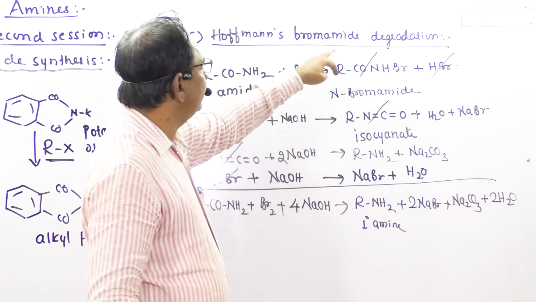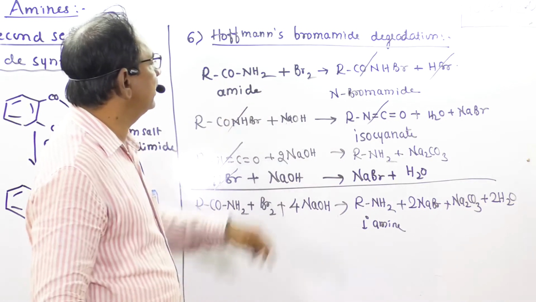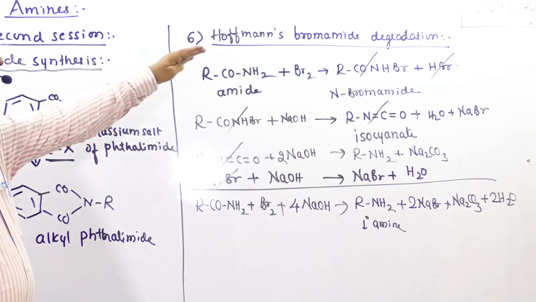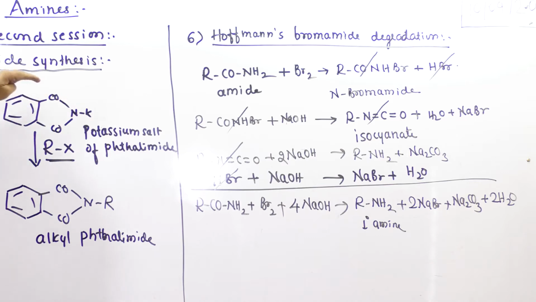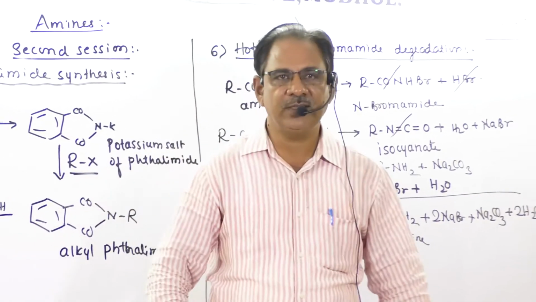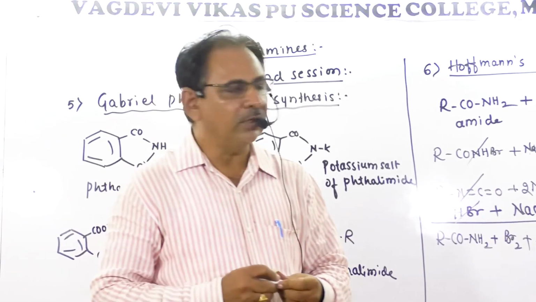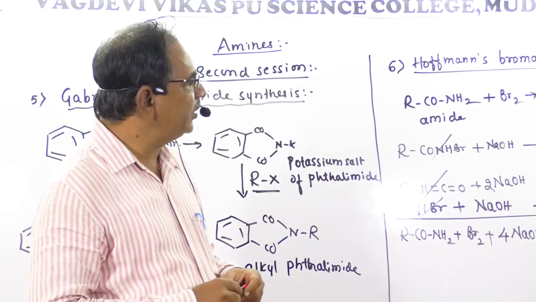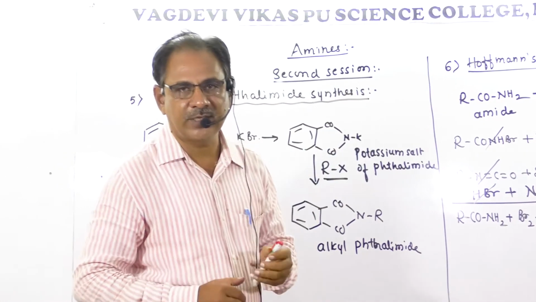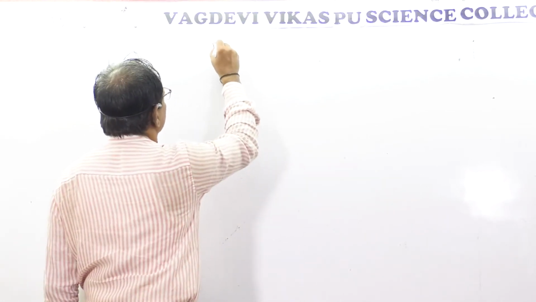Bromamide is a reagent prepared from amides. Hence it is called Hofmann's bromamide degradation or Hofmann's bromamide synthesis. So these are the last two methods for the preparation of amines. There are only six methods that I discussed for the preparation of amines. Now we will discuss the physical properties of amines.